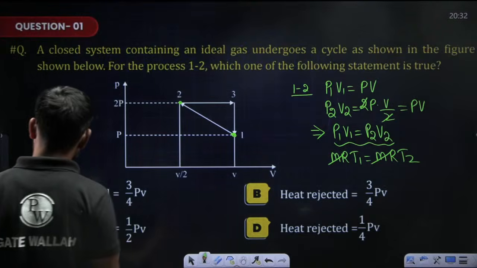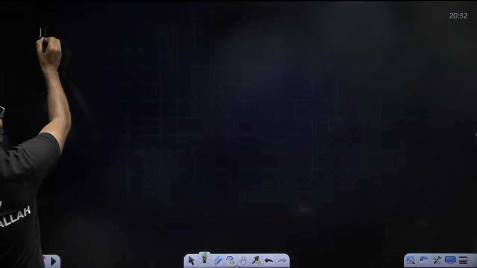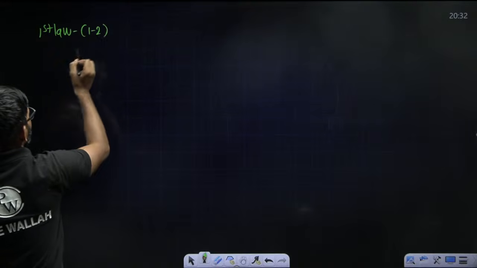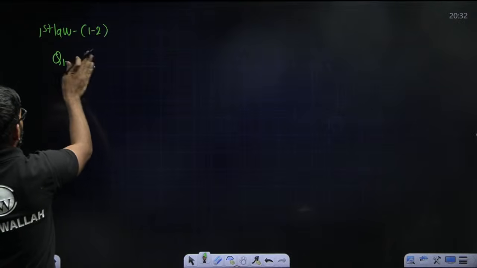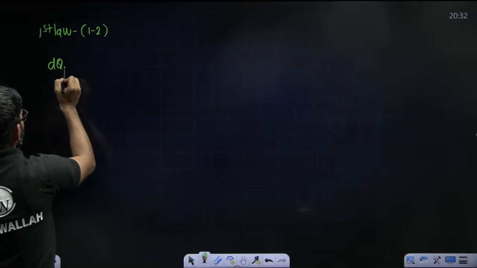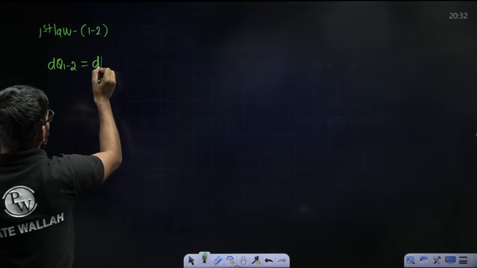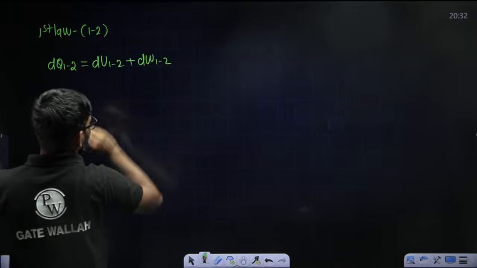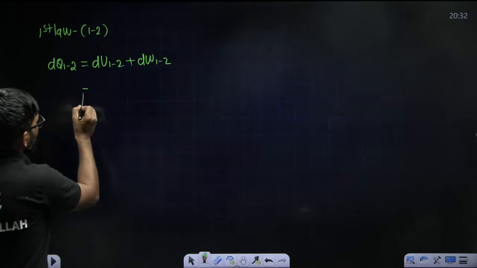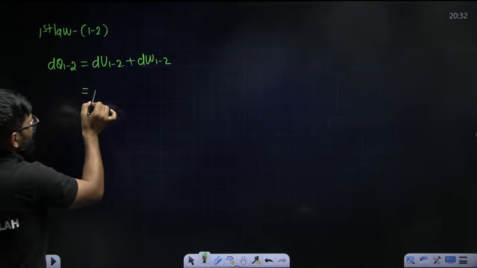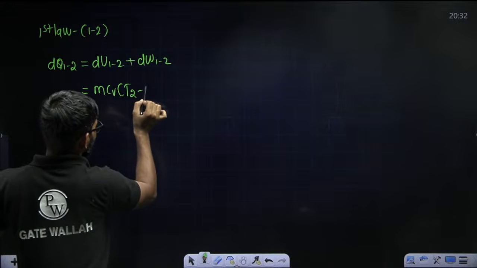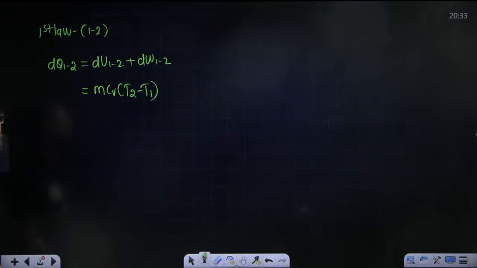Okay. Now, if I apply the first law of thermodynamics for the 1 to 2 process, I can say dQ1 to 2 is equal to dU1 to 2 plus dW1 to 2. Correct? Now we need to find this out. The dU value will come as mCv(T2 minus T1) for an ideal gas. Just now I have told you.